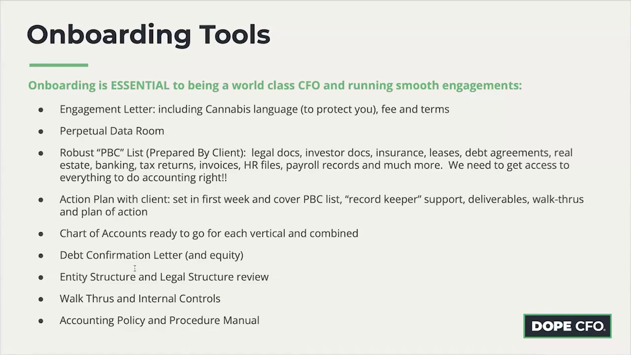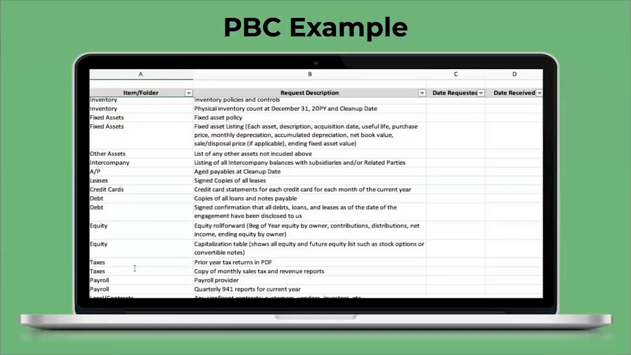Walkthroughs and controls I'll often do while I'm getting PBCs. It might take 60 days to get all the PBCs. I can actually help the process by building the perpetual data room, by doing controls, walkthroughs, meeting the right people, and helping get the stuff myself. Again, we'll do it by category. This is just a snippet of one. And put on their date requested, date received.